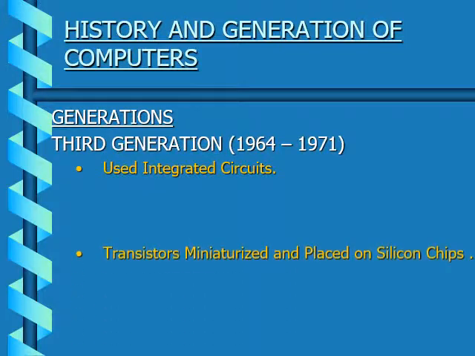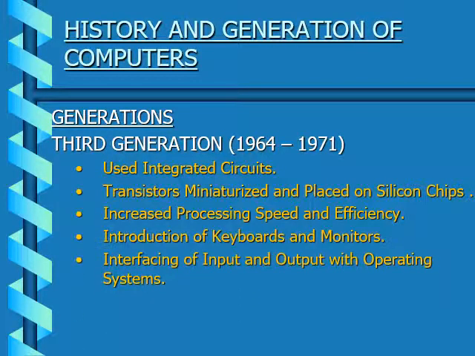Let's go to the next generation of computers, the third generation, from 1964 to 1971. These used what we call ICs. We hear about ICs, like the IC in my TV that got fried. ICs are integrated circuits. We will do integrated circuits in computer architecture if you choose the IT route.